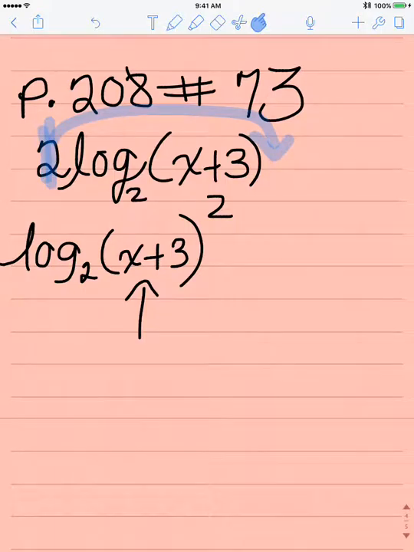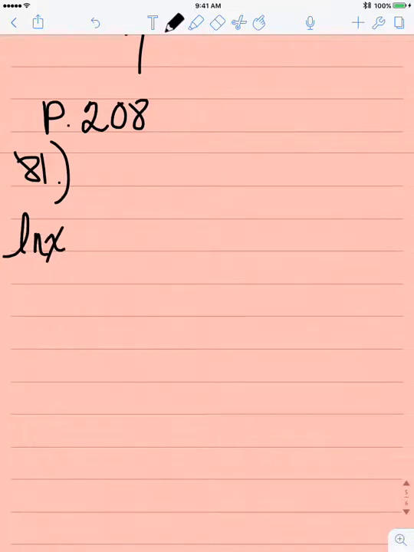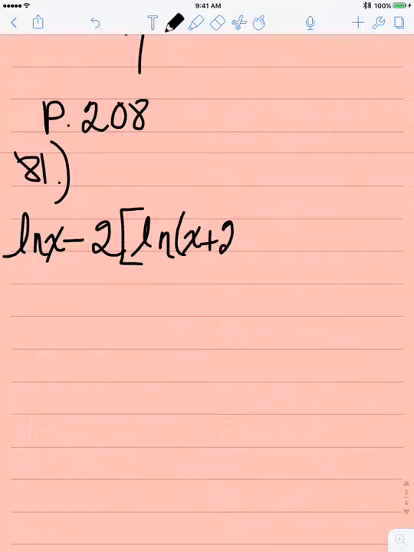Okay, let's do another one. Number 81 looks tricky in the book, but it isn't, and you know how to do this. So let's do this together. Number 81 on page 208, and let's see, it's natural log of x minus 2. These brackets are just like parentheses, but there are so many parentheses that we're just trying to distinguish between the two, and it looks neater, that's all.